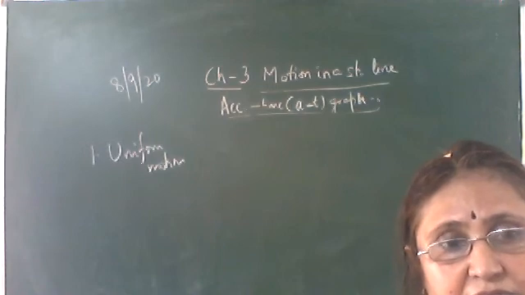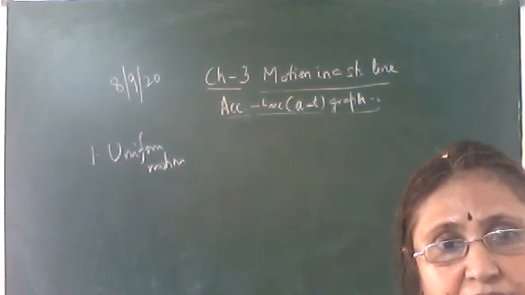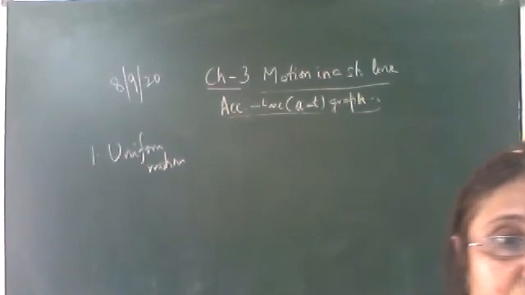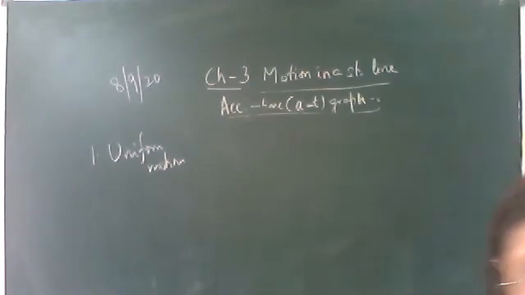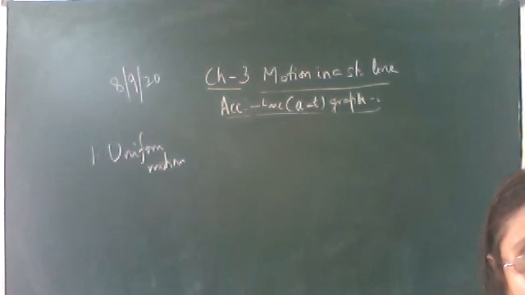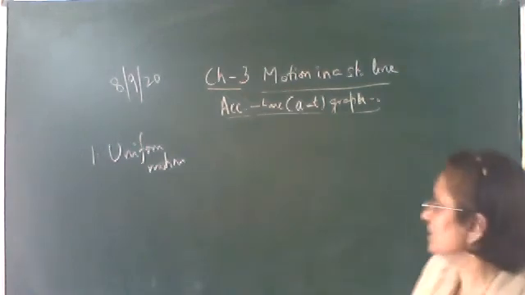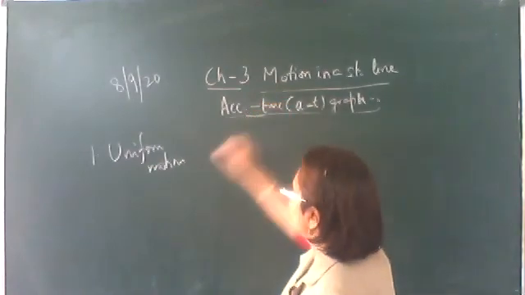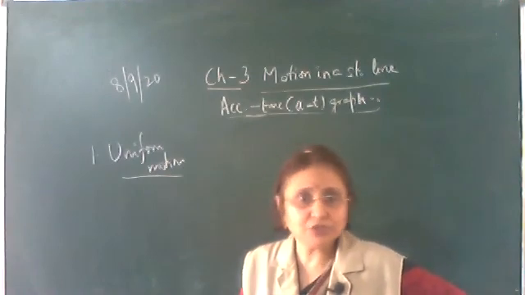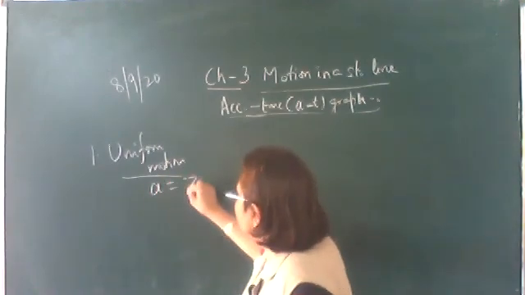Not correct. Uniform motion. What is the acceleration for uniform motion? I'm not talking about uniformly accelerated motion. Uniform motion. Acceleration is 0. Why? Moving with a constant velocity, u and v both are the same. So the acceleration is 0.